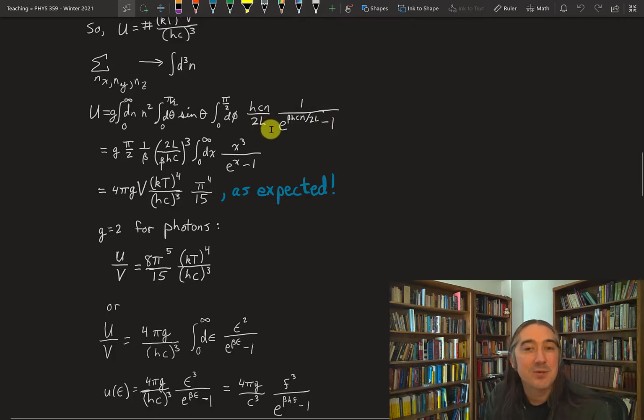Okay, so the two differences. The formula for the energy, which now depends on n rather than n squared, and they're bosons, so we have a minus instead of a plus. But the energy doesn't depend on phi, doesn't depend on theta. We can just do those two integrals and get a pi over 2.